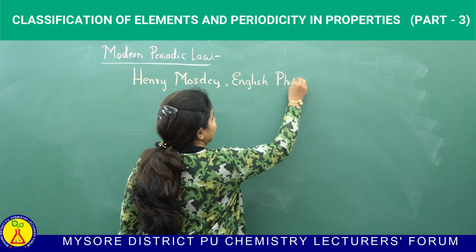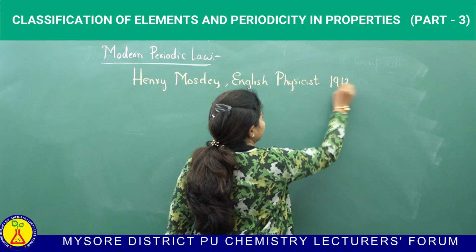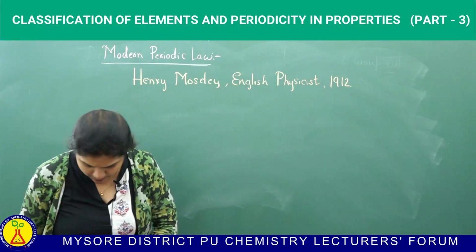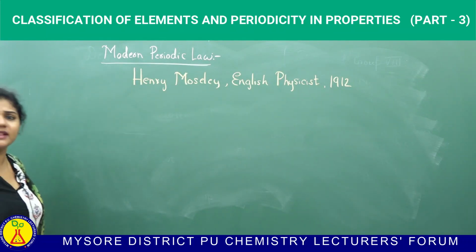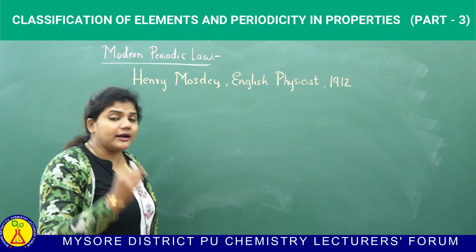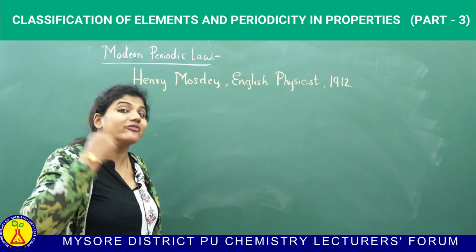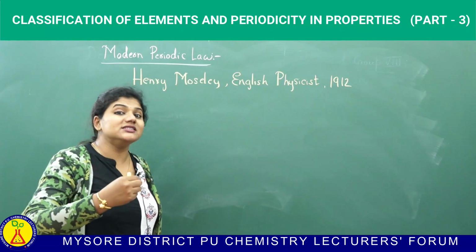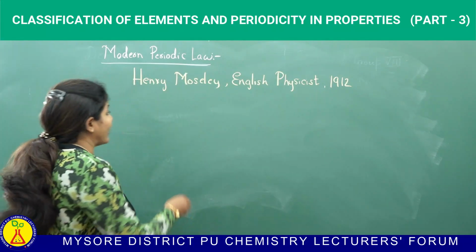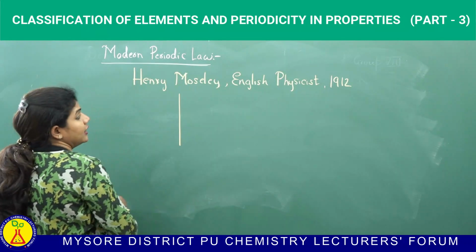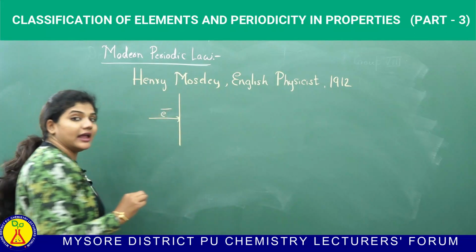He was an English physicist who performed an experiment in the year 1912. Ma'am, what was the experiment conducted by, come on, look here, Henry Moseley? Henry Moseley conducted an experiment with respect to the frequencies of X-ray. He took the concept of the frequencies of the X-ray. How was the X-ray obtained, ma'am? The X-ray was obtained when a metal was bombarded with high speed electrons.